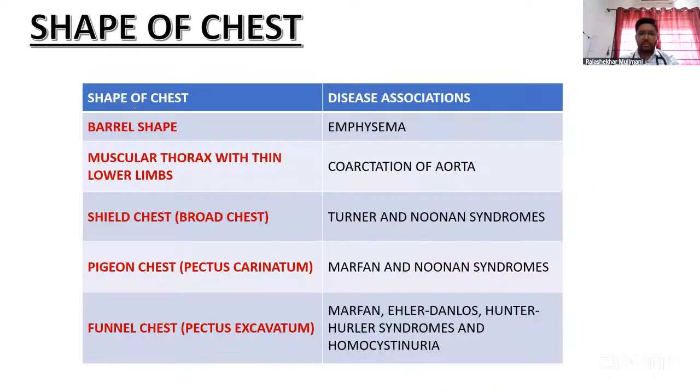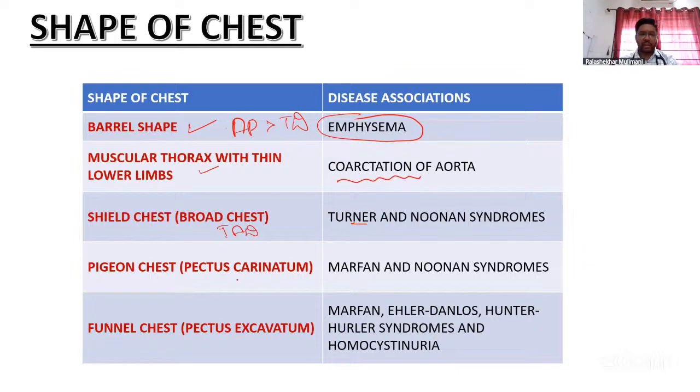The types of abnormalities of shape of the chest with respect to cardiorespiratory diseases should be known. We know the barrel-shaped chest, in which the AP diameter of the chest is more than or equal to the transverse diameter, is called emphysema, secondary to lung hyperinflation. If you have a muscular thorax but very thin lower limbs, it's a feature of coarctation of aorta. A shield chest, that is a very broad chest with an increased interareolar distance, is a feature of Turner or Noonan syndromes.